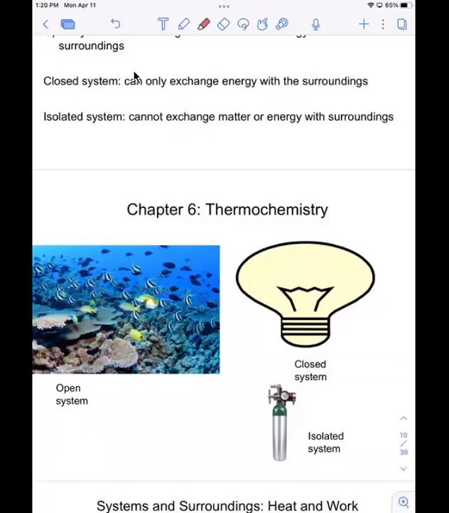So with an isolated system, it can't exchange matter or energy with the surroundings, right? It's totally isolated. Anything that happens within the system, and the surroundings don't affect it.